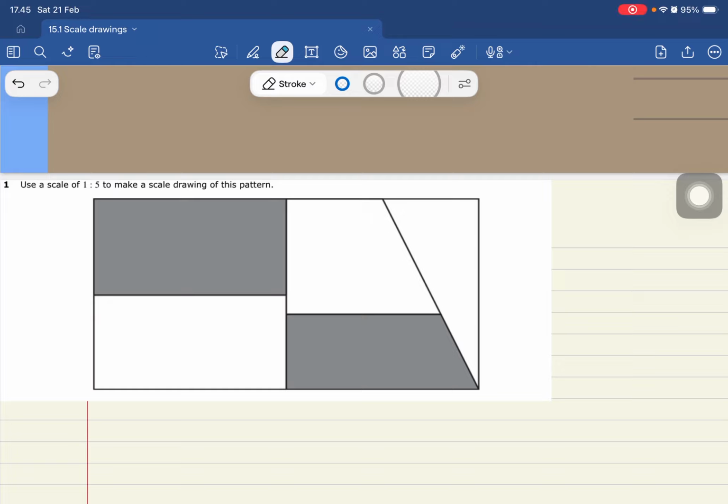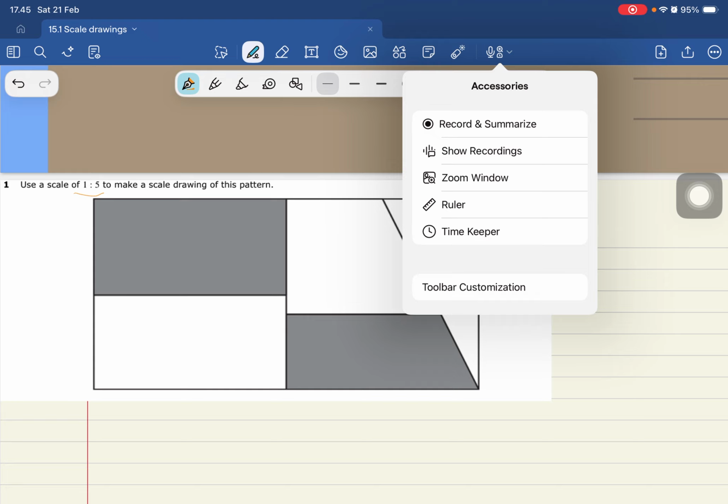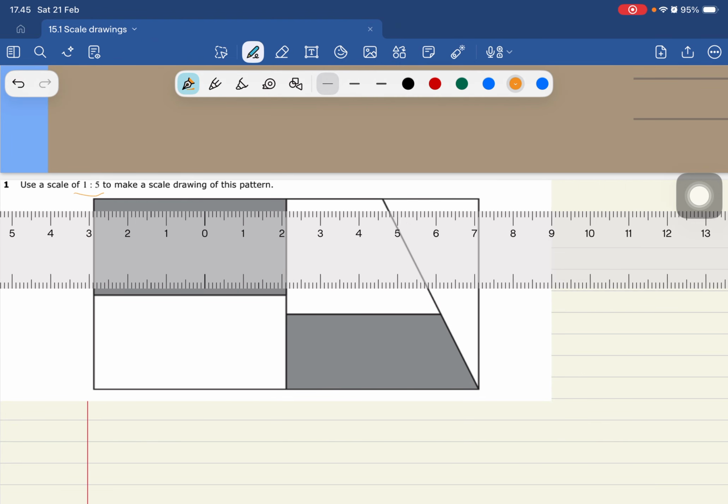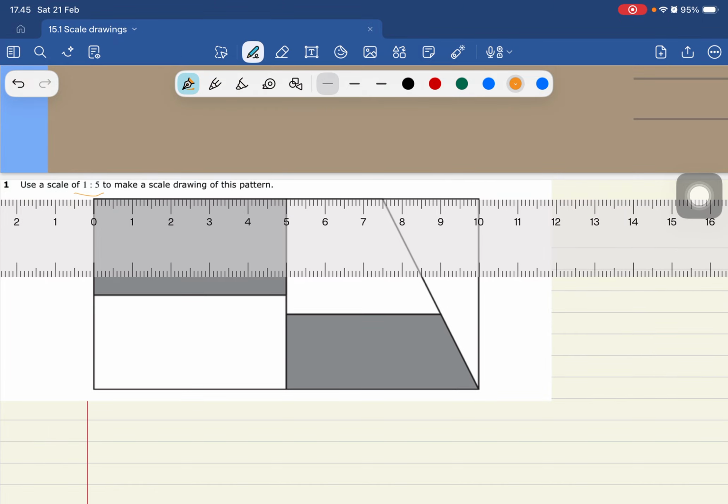Hi, in this question, I'm going to solve a practice question for scale drawing. We need to use a scale of 1 to 5 to make a scale drawing. So let's see the real size on the ruler. This depends on the size. So this is 5.